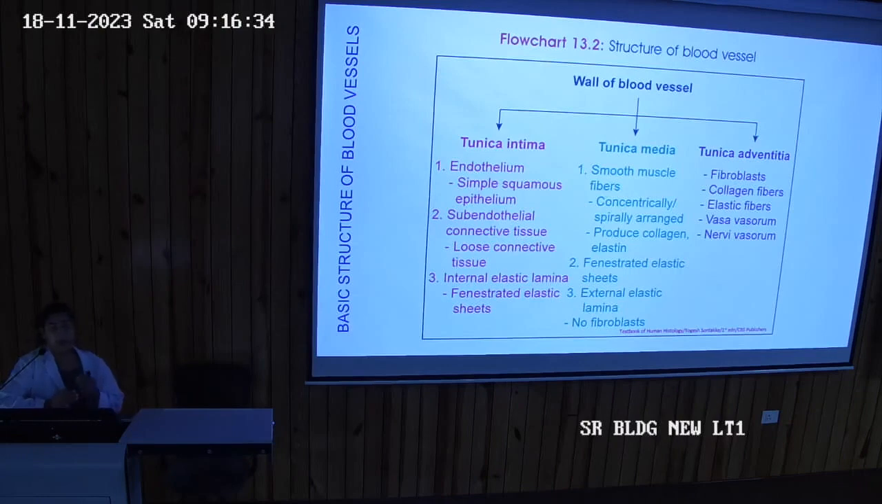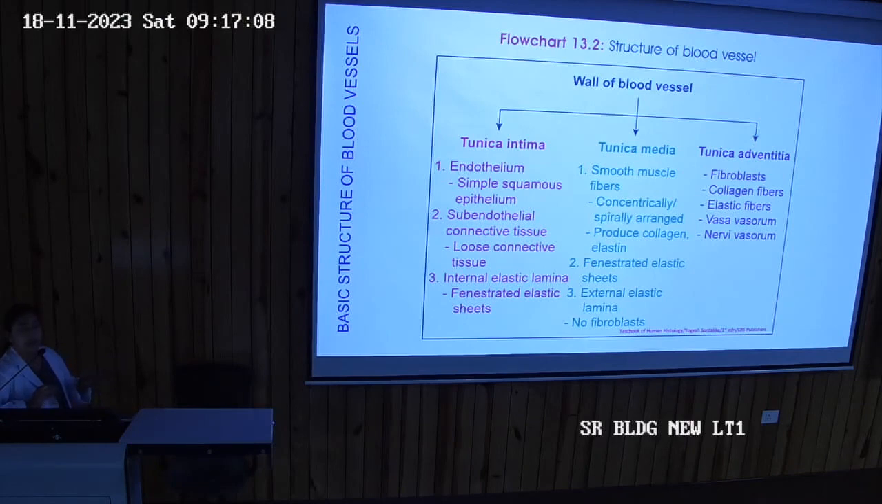In the tunica intima, the first layer is the endothelium, which is lined by the simple squamous epithelium in every blood vessel, whether it is a capillary, vein or artery. Then you have some connective tissue underlying that epithelium. Underlying the epithelium is the basal lamina. After that we have a connective tissue so that the tissues can bind them to the media. So you have subendothelial connective tissue, which is a loose type of connective tissue.